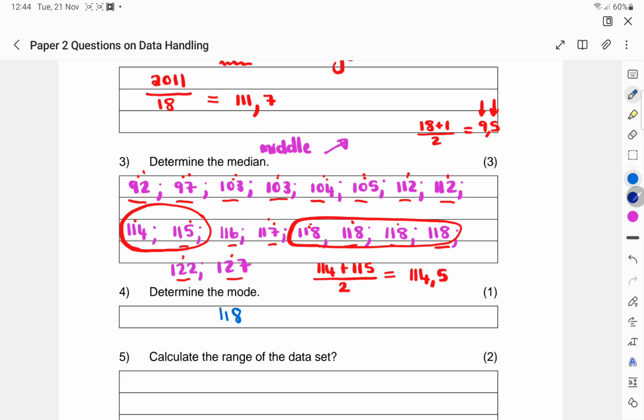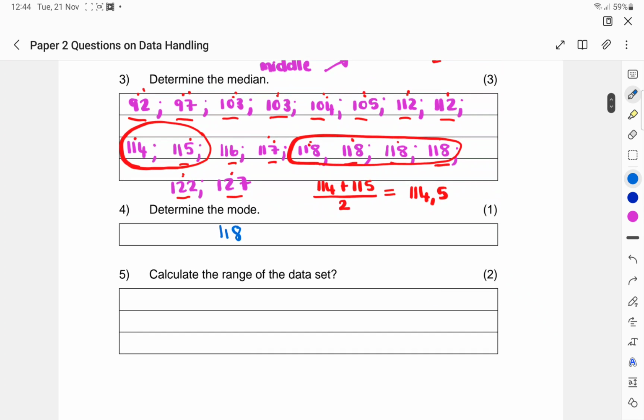Can you have more than one mode? Yes, you can. So let's say there was another 112 here and another 112, then there are 4 112s as well. So you'll say the mode is 112 as well as 118. Could there be no mode? Yes, that could be, but then I don't write 0, because remember with statistics 0 is a number, so you're just going to write no mode.